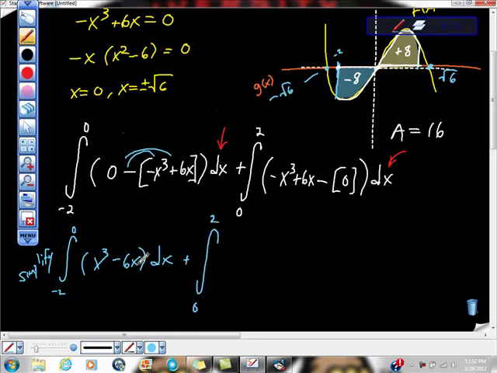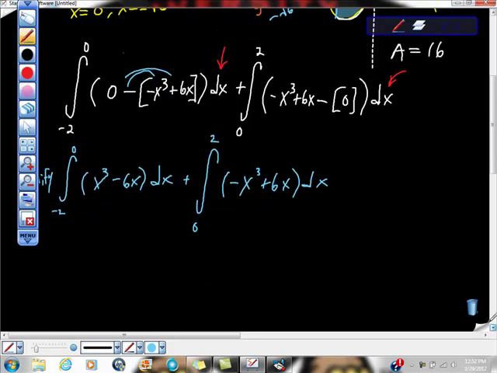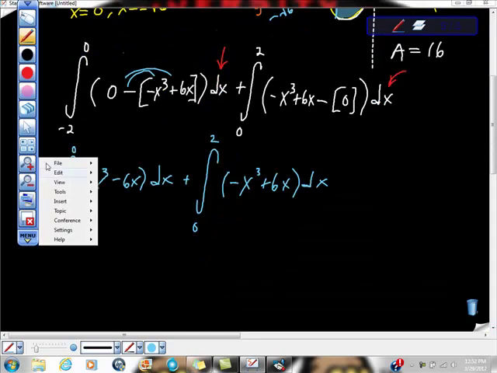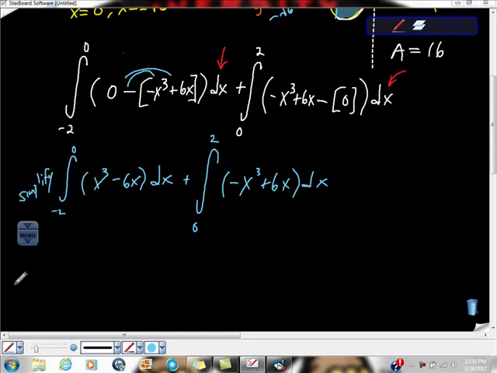And we make sure that we have the whole thing covered after all of our intervals. And we have negative x cubed plus 6x minus 0, of course, which doesn't change anything. So that's where we're going to go from there. Oops, sorry. I'm going to close that whole thing up so you can see better. Right from here, we're ready to integrate, aren't we?